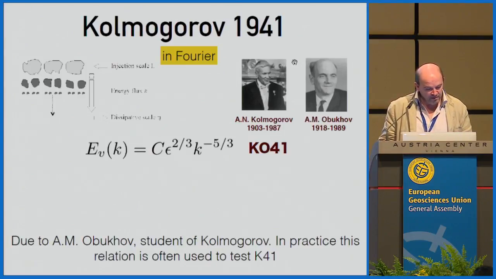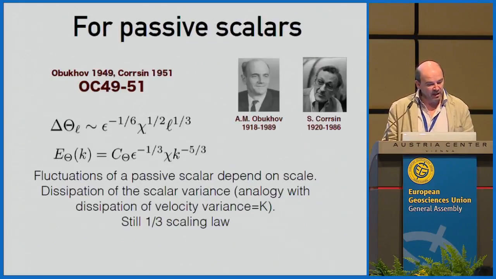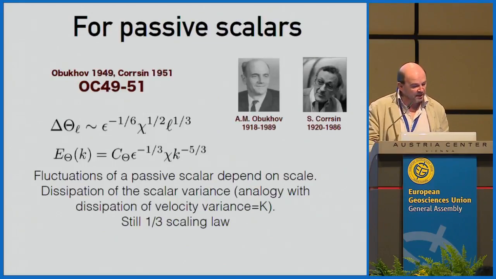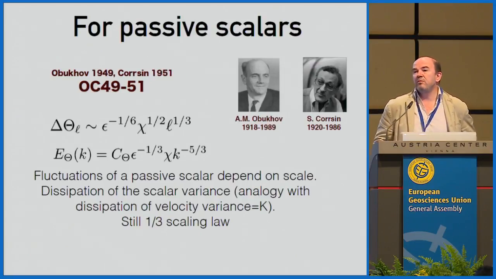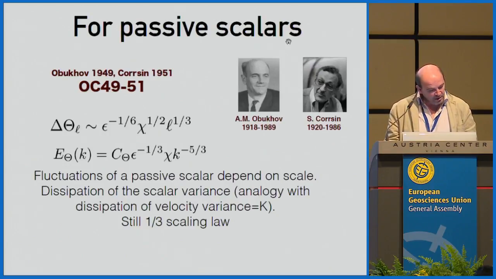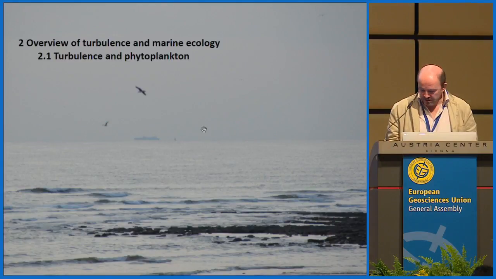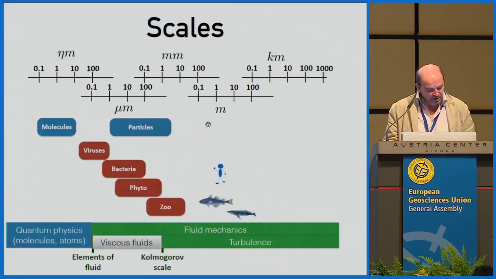And also we have the same relation in Fourier space with the famous 5/3 power law in Fourier space. And you have the same for passive scalars, where 5/3 power law were found also for the scaling in the Fourier space or 1/3 in real space. So this is a general theoretical framework to deal with animals and with organisms. So here, if we speak about phytoplankton, it's small scales, which are, if you see here, below the Kolmogorov scale.